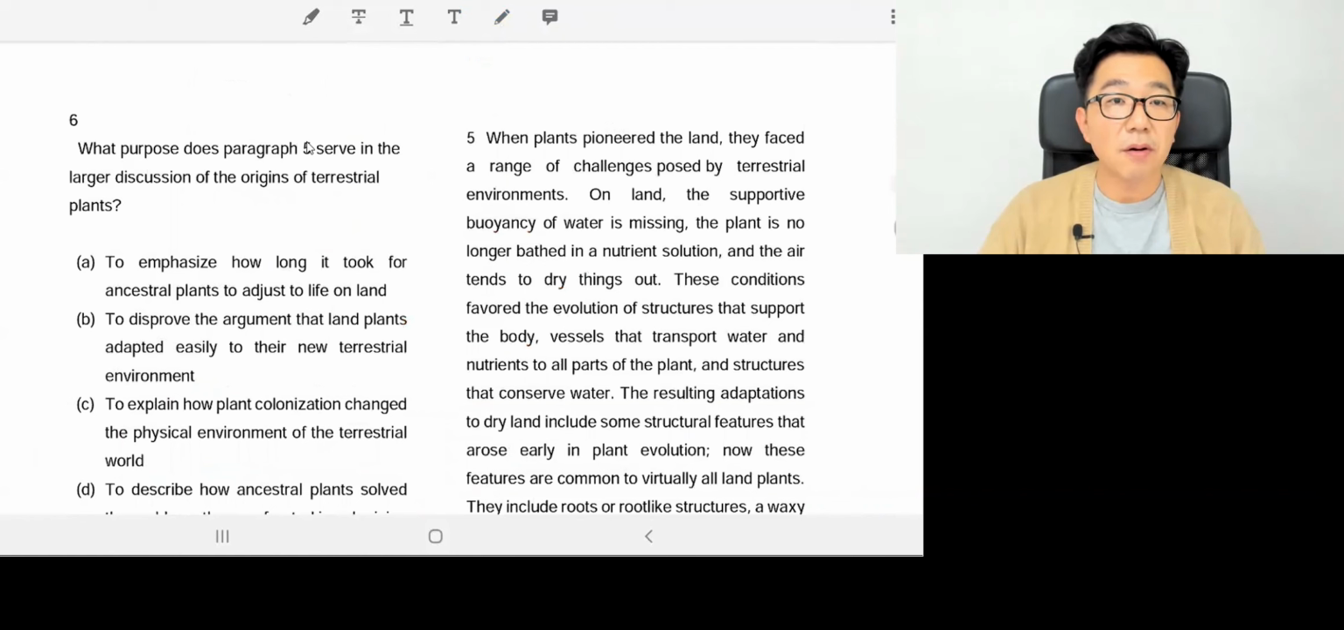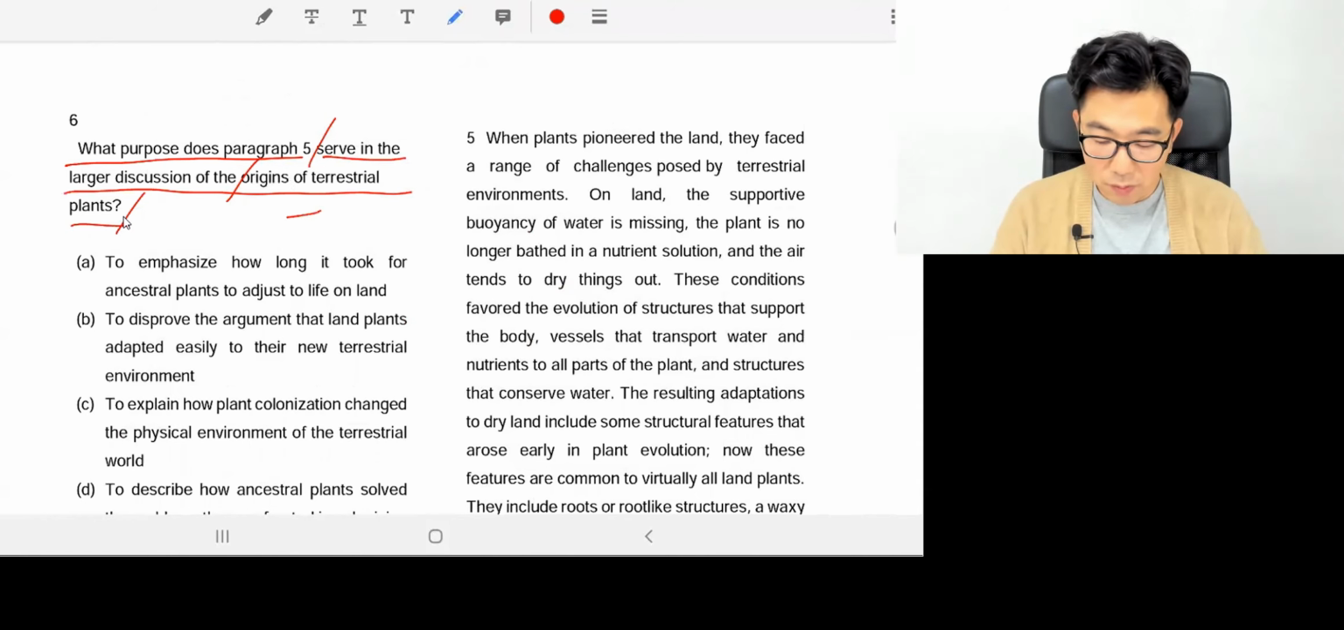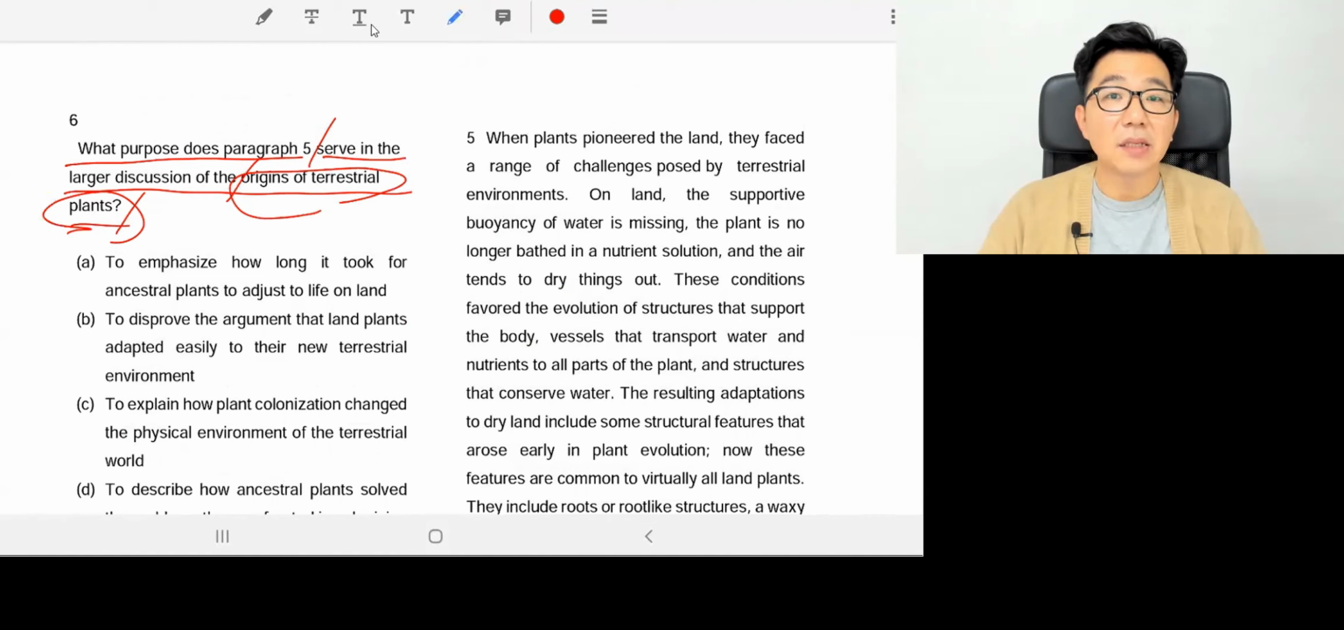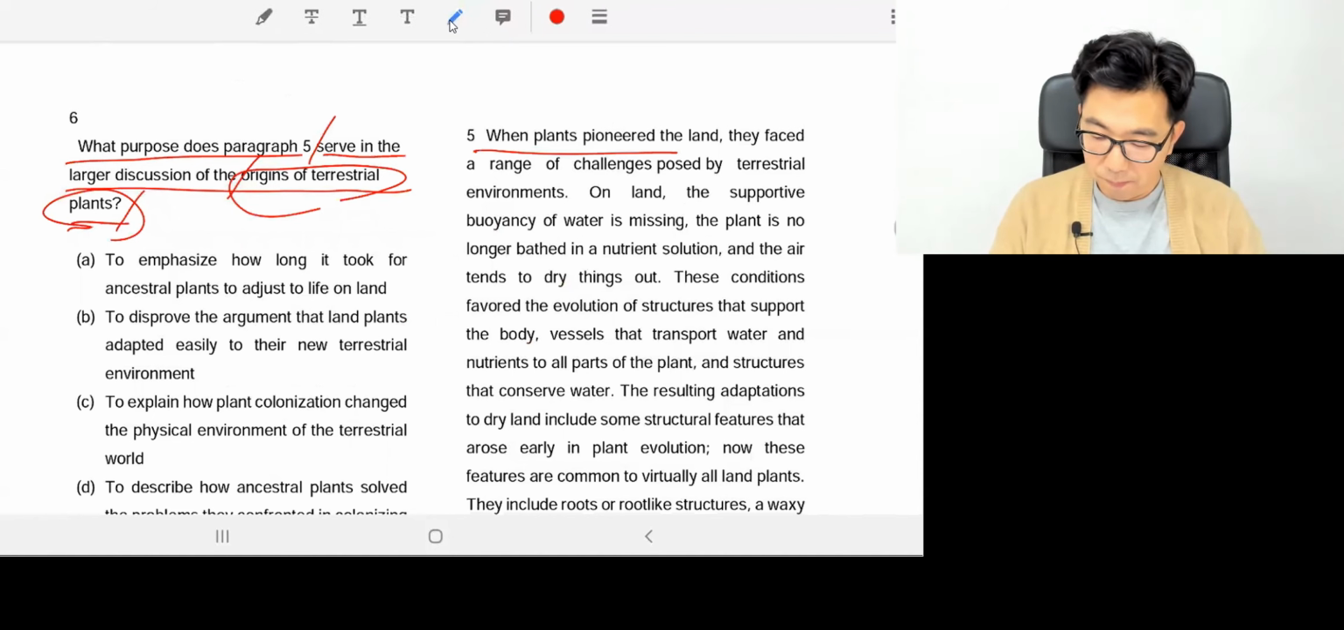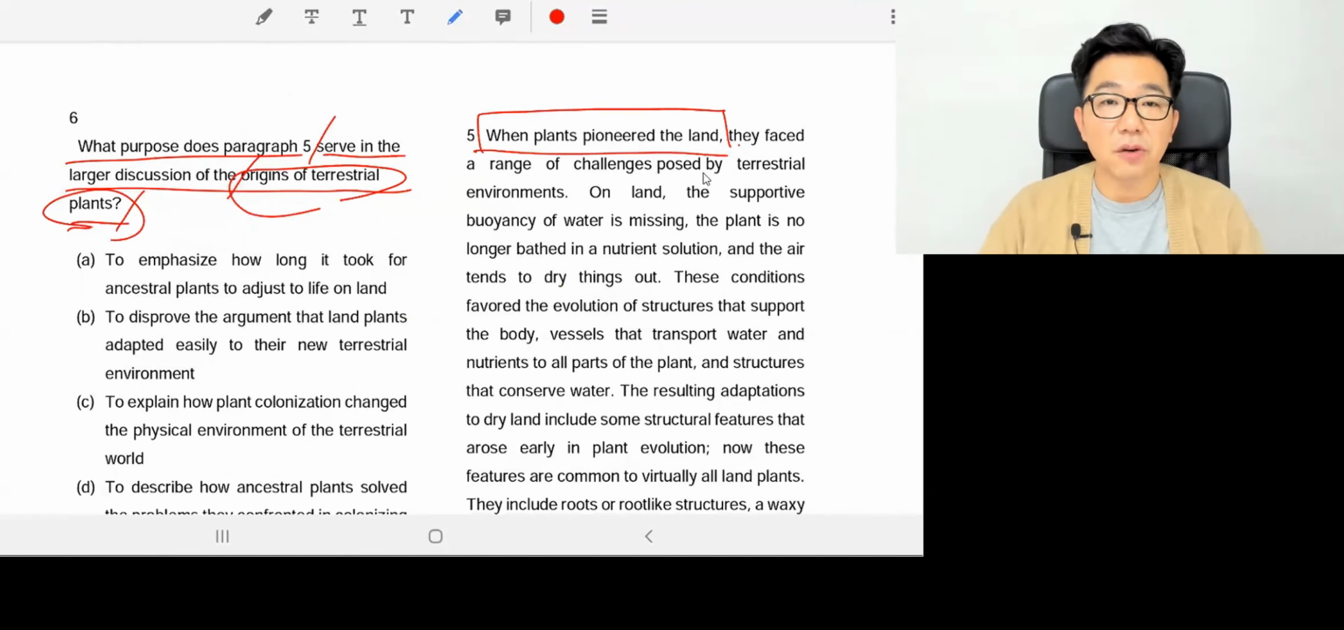What purpose does paragraph 5 serve in the larger discussion of the origin of terrestrial plants? So what is the purpose of paragraph 5 in discussing the origin of land plants in the bigger picture? Okay, let's go. When plants pioneered the land, when there was nothing there. So this is another confirmation. Question 5 is D: they faced a range of challenges posed by the terrestrial environment.